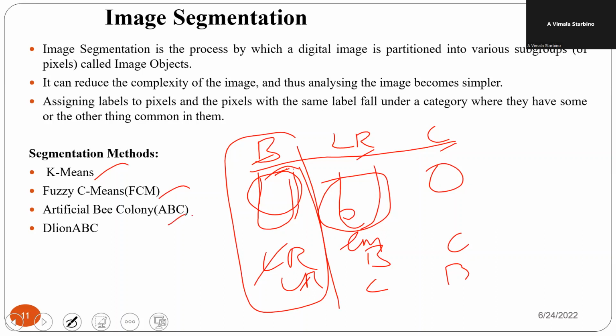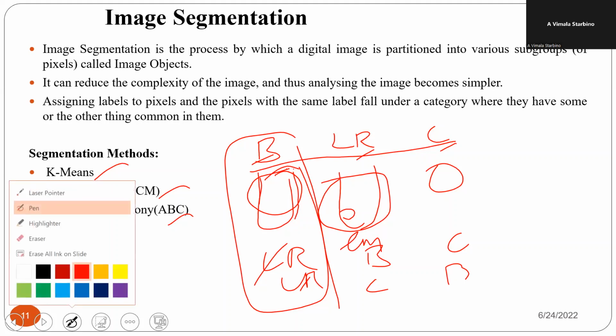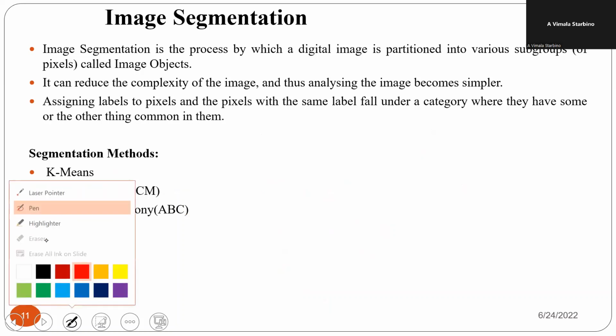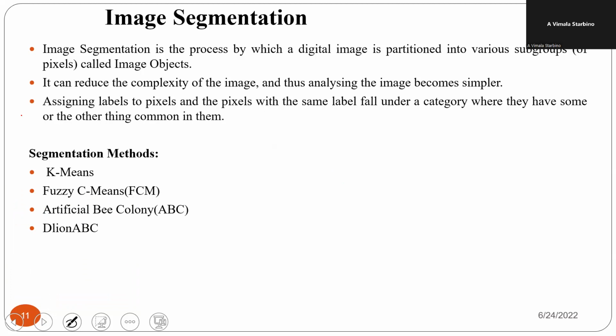The next method is artificial bee colony. These are the methods that I have implemented in my research. Artificial bee colony is a very interesting story. It implements the concept of how bees search for their food. When you look at the bees' life and how they collect food, we have three types of bees: the employee bee, the onlooker bee, and the scout bee.